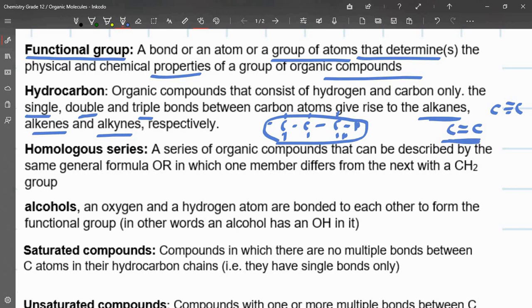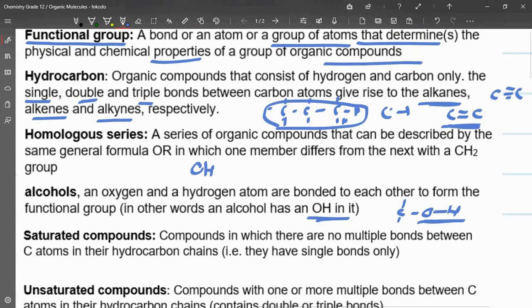That's pretty much it. Alcohols, you might be familiar with this. You might have heard of it. I hope you're not familiar with drinking it. But alcohols: when an oxygen and a hydrogen atom are bonded together to form an OH functional group, it has an OH in it, there we go. So like hydrocarbons just have hydrogen and carbons, your alcohols have oxygen and hydrogen combined. But we'll go into a little bit more detail later on.